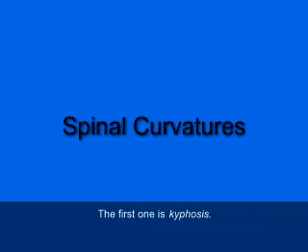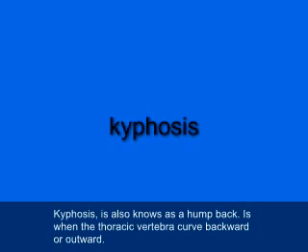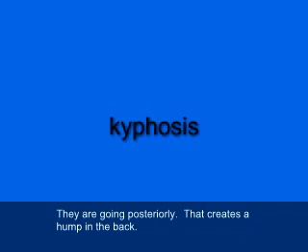The first one is kyphosis. Do you remember kyphosis? Well, kyphosis, also known as a humpback, is when the thoracic vertebra curve backward or outward. They're going posteriorly. That creates a hump in the back.